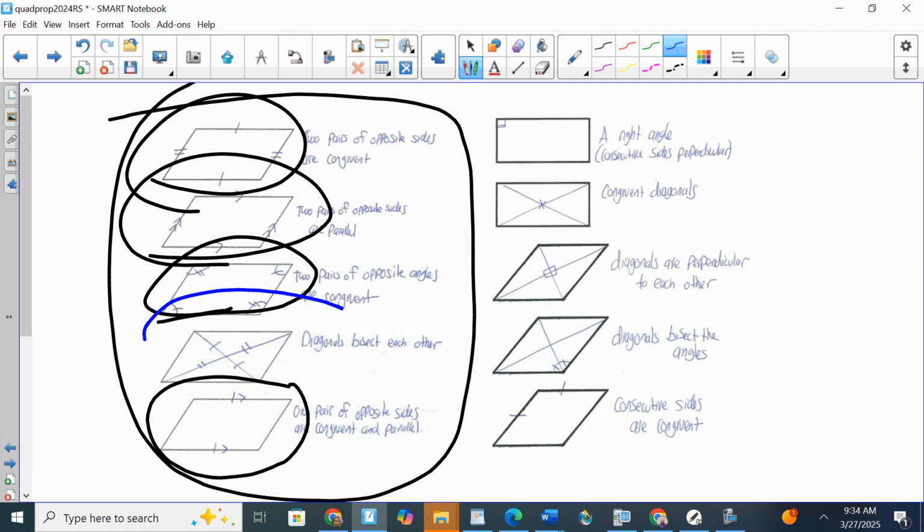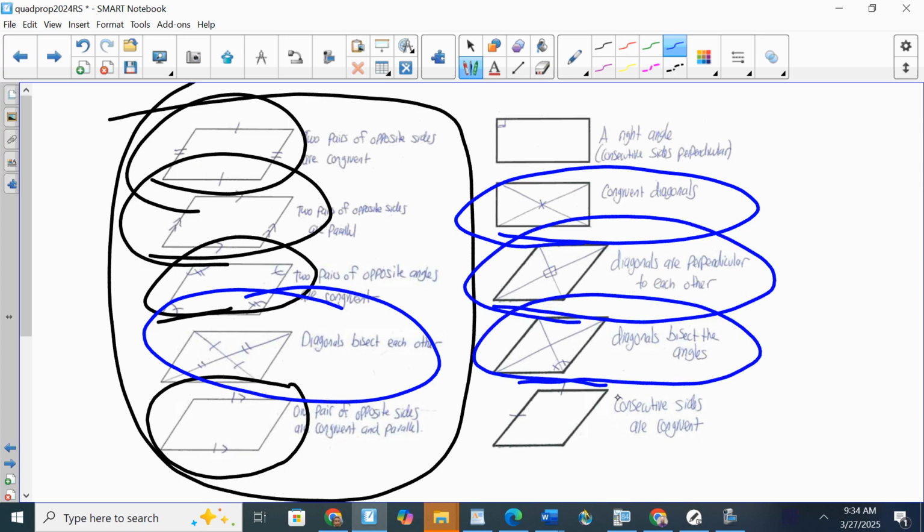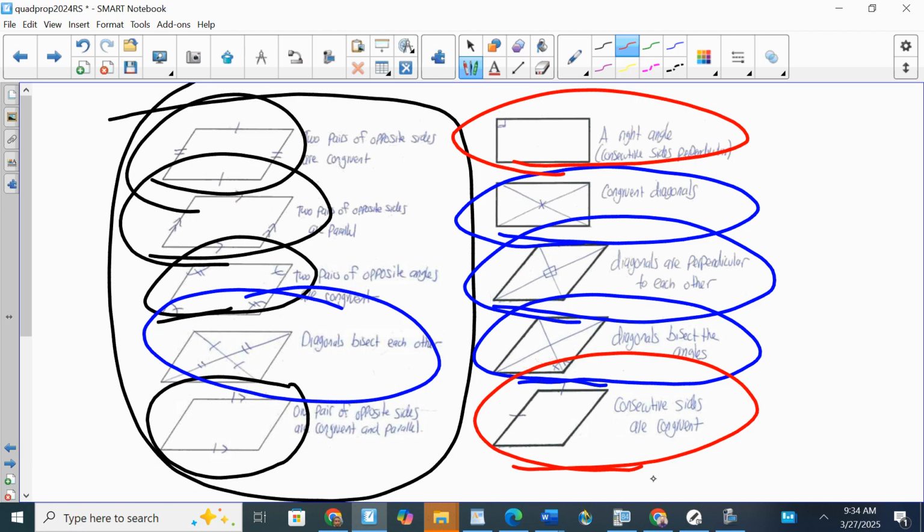All the shapes have at least one diagonals property. Parallelogram diagonals bisect each other. Rectangle has congruent diagonals. Rhombus has 2: diagonals perpendicular and diagonals bisect the angles. Rectangle also has a right angle or consecutive sides perpendicular, and the rhombus has consecutive sides congruent.